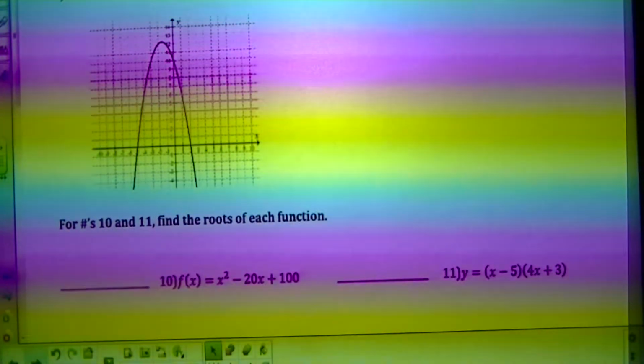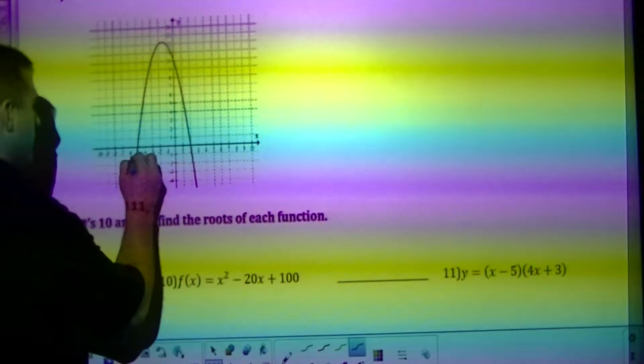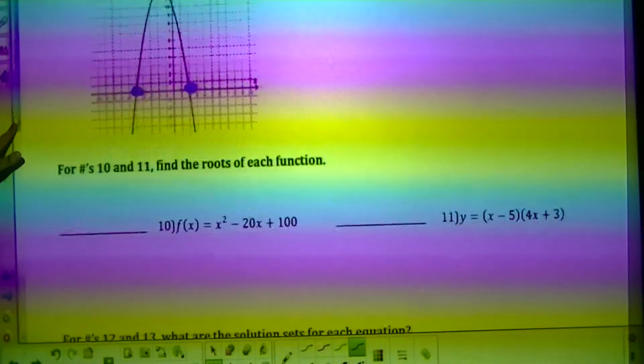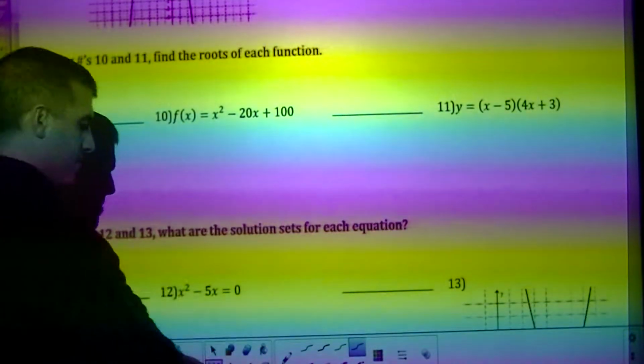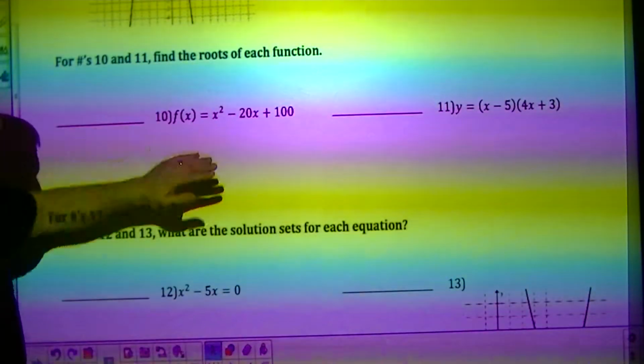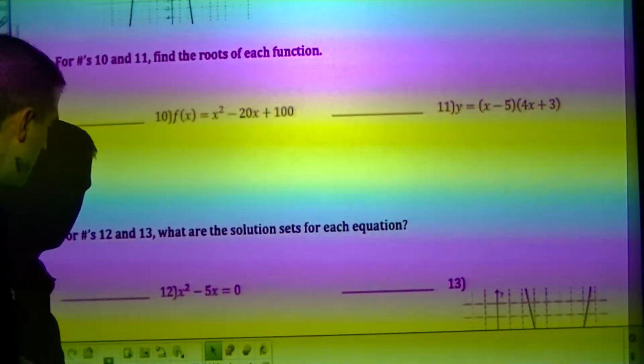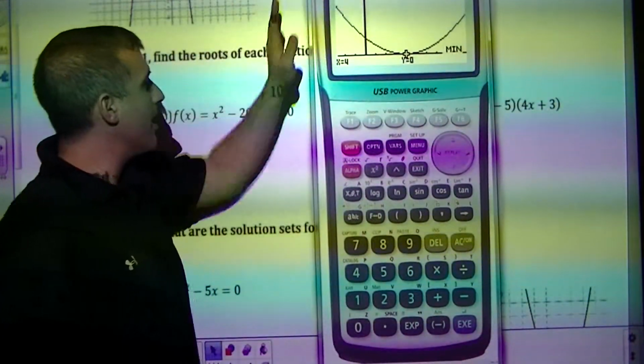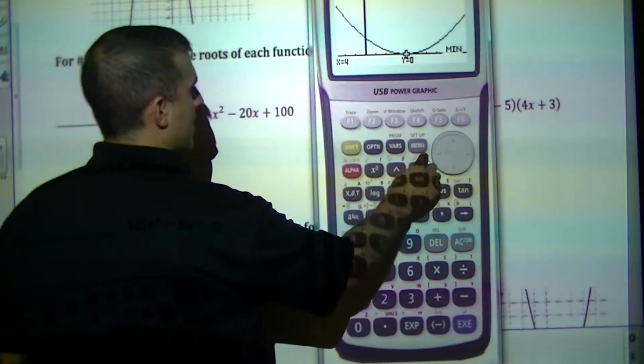Put dots where the solutions are. Okay, here's where my solutions are. Here and here, where it crosses the x-axis. For number 10 and 11, they want us to find the roots. Now, what you can do here, you can either use the graph or you can go ahead and use the equation mode. Either way is okay.